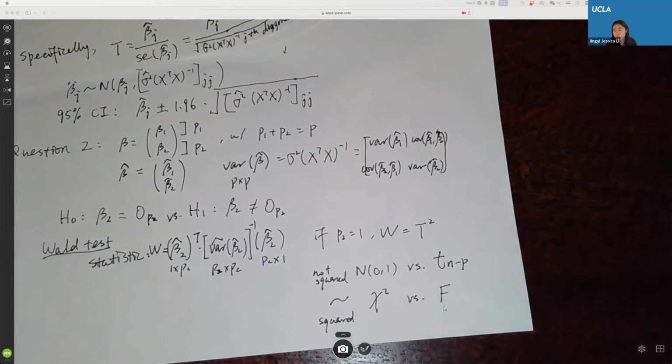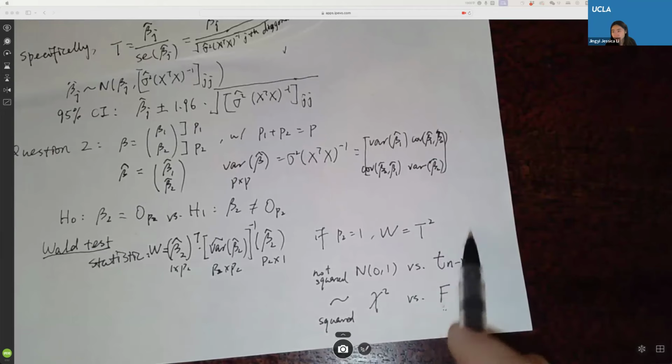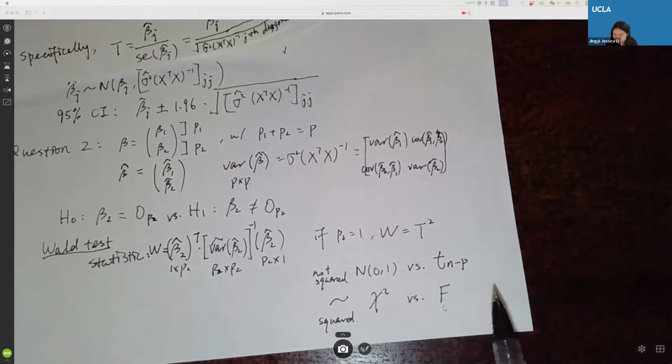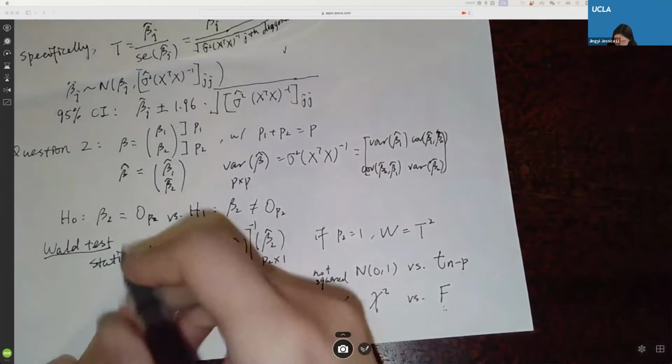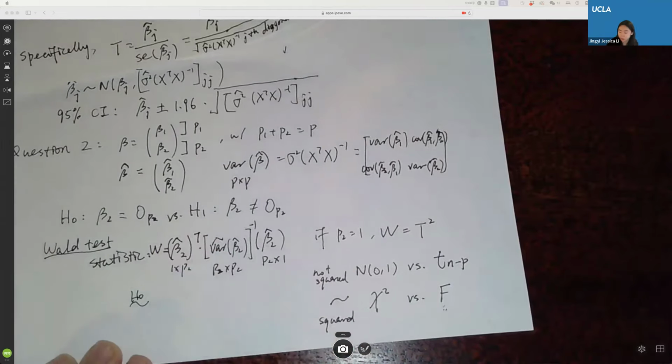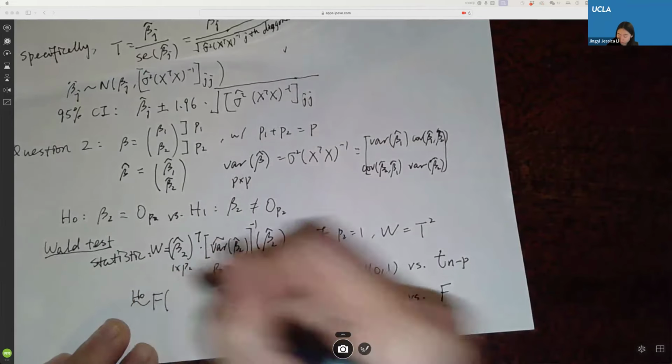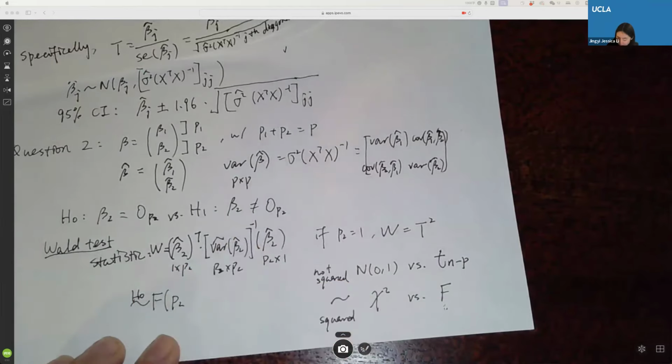For F, you need 2 degrees of freedom. So one is kind of similar to the degrees of freedom of chi-square: how many independent things you add up, as in the numerator of t, because in the numerator of t, you have a standard normal. But in F you also carry the degrees of freedom in the denominator of t, which is n minus p. So you need to consider both there. And I'll just tell you that this null distribution of W turns out to be F with numerator degrees of freedom p2 and denominator degrees of freedom n minus p.